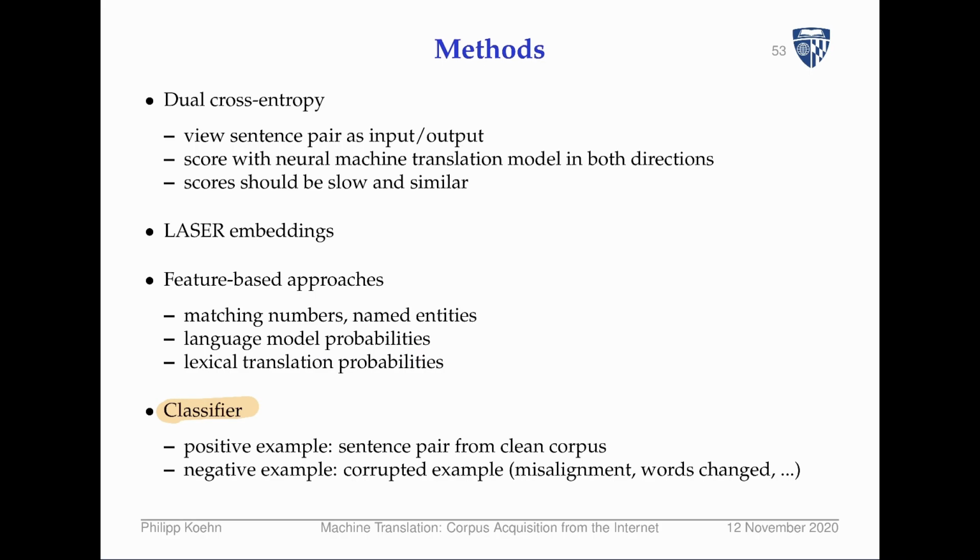So you take some sentence pairs from clean data, and then you have a negative example. You just take one of these positive examples and corrupt it somehow. Maybe by misaligning sentences, taking one sentence of the parallel corpus and then not its corresponding translation, but any other, or just neighboring ones. So misaligned sentence pairs, or just changing words in them: dropping words, adding words, replacing words.